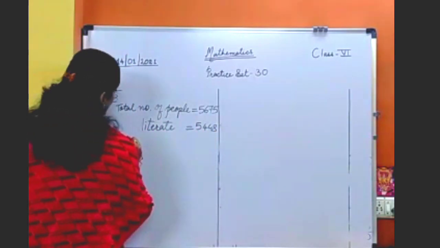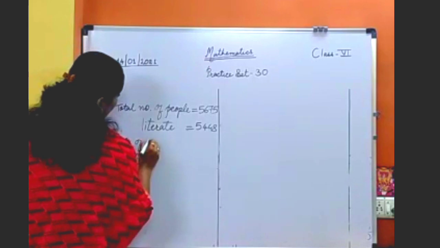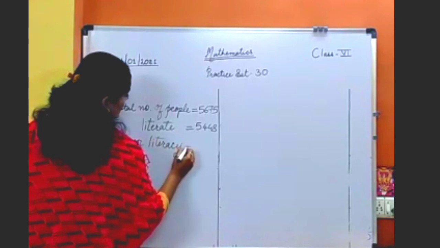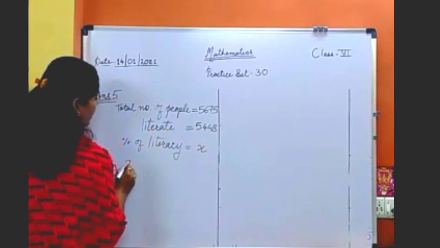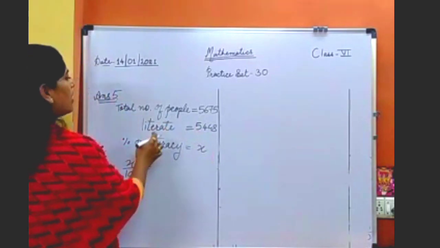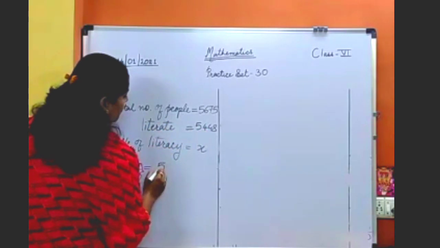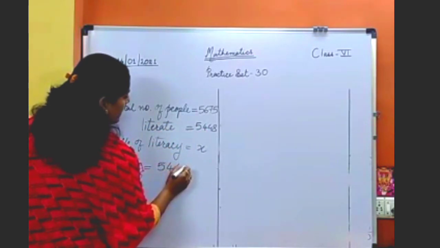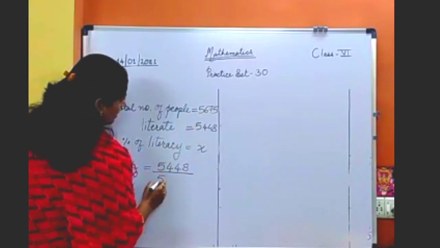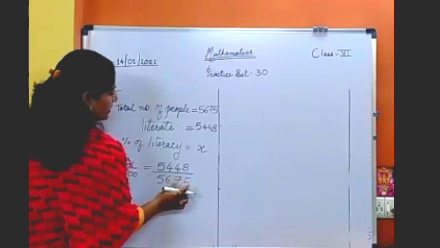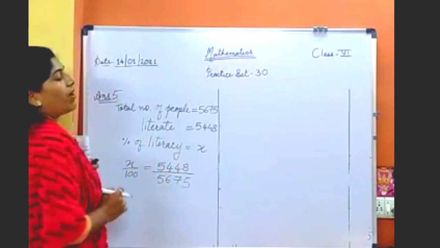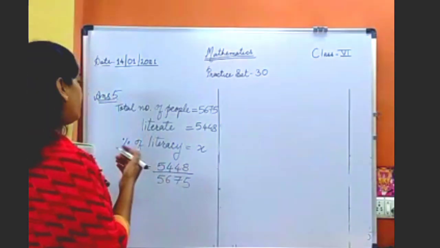Okay. So, percentage of literacy is equal to X%. Okay. So, X upon 100 means, we'll consider as X. Literate people we'll take as the numerator. Okay. Out of 5,675. This is the total number of people we'll consider as 100%, and X is 5,448, which we have to find out.